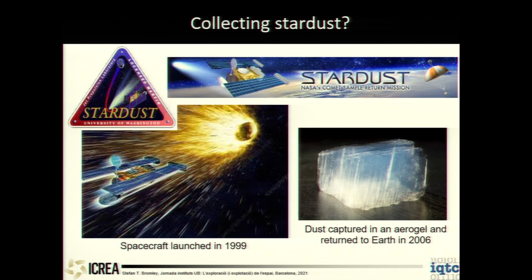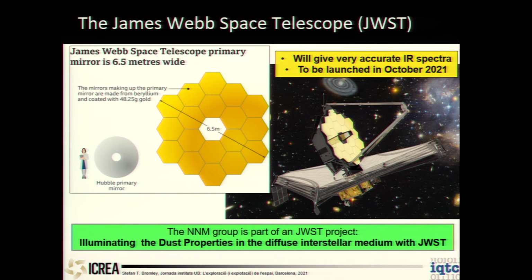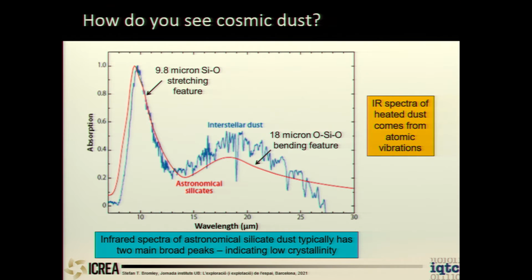But obviously that's not practical. We want to know the dust around another star. We can't send a probe to our next star. So what astronomers typically do is actually look at the spectra. And I've already told you what to look for. We have to look for the infrared signal.